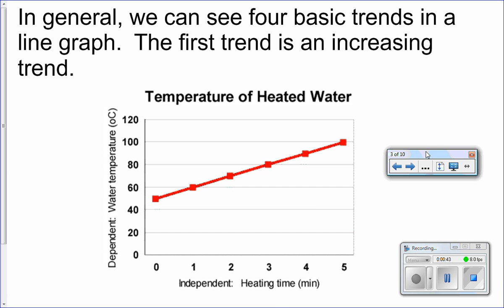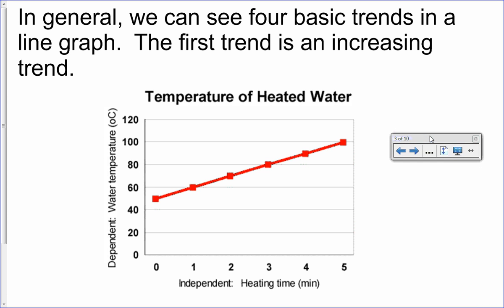In general, we can see four basic trends in a line graph. The first trend is an increasing trend. So we see a line that is increasing vertically as you move farther right on the graph.